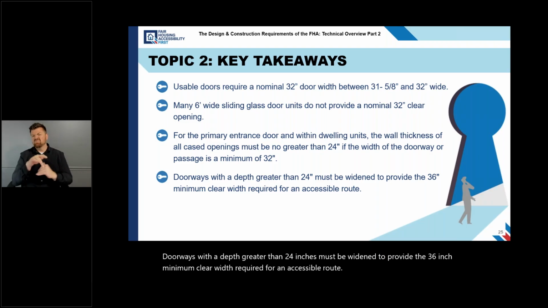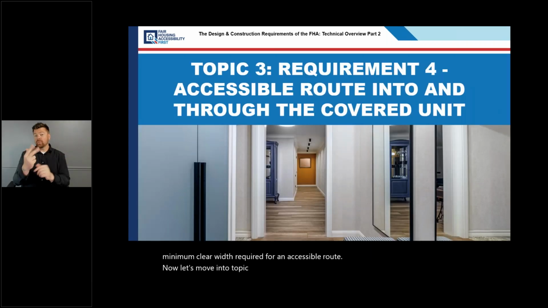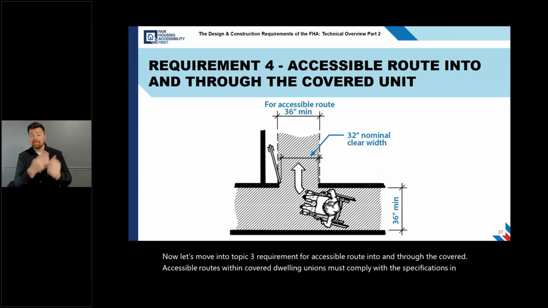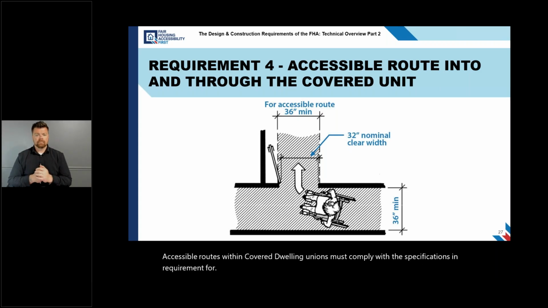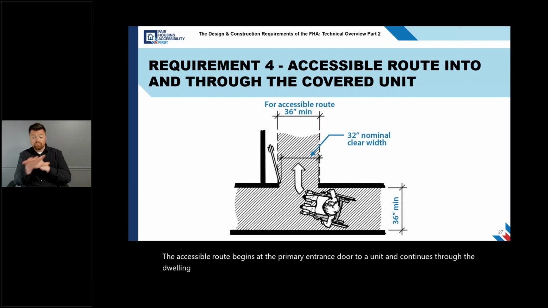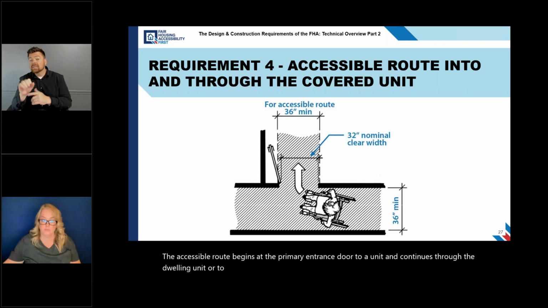Now let's move into topic 3, requirement for accessible route into and through the covered unit. Accessible routes within covered dwelling units must comply with the specifications in requirement 4. The accessible route begins at the primary entrance door to a unit and continues through the dwelling unit onto decks, balconies, and patios.